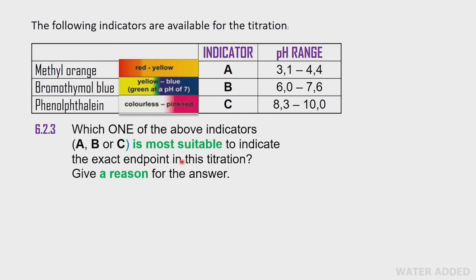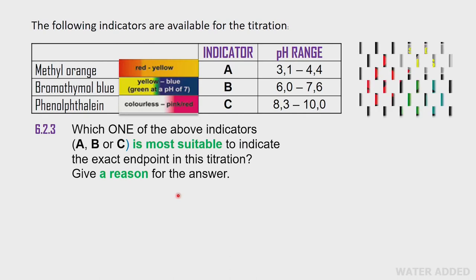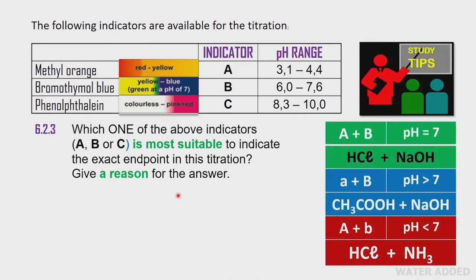So, which one will be most suitable? A, B, or C for what I'm doing here today. What am I doing? I am adding an acid plus a base. Here's an acid, there's a base. There's a weak acid, there's a base. There's a strong acid and a weak base. So which one am I doing this afternoon? Oh yes, I was adding sodium hydroxide to hydrochloric acid.